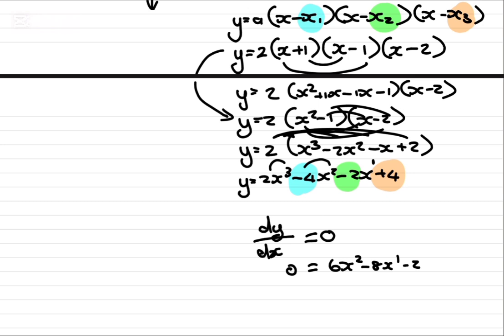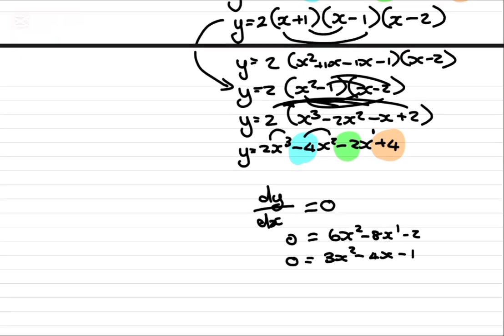Okay, so now we need to factorize this. Now the easy way of doing this would be to divide everything by 2. So this becomes 3x squared minus 4x minus 1. So we're just going to divide all my terms by 2. Okay, and I don't think this can factor.